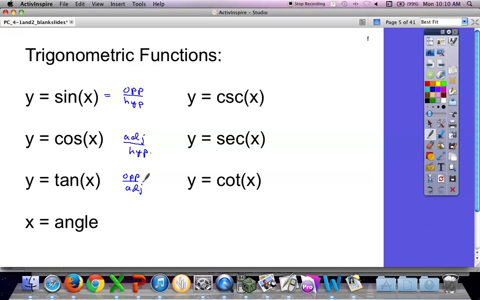The other three, cosecant, secant, and cotangent, are the reciprocals, meaning the flip of these, right? 1 over the sine is the cosecant. Right? 1 over the cosine is the secant, and 1 over the tangent is the cotangent. Okay, the x in this case is the argument of the function, and it's always an angle.